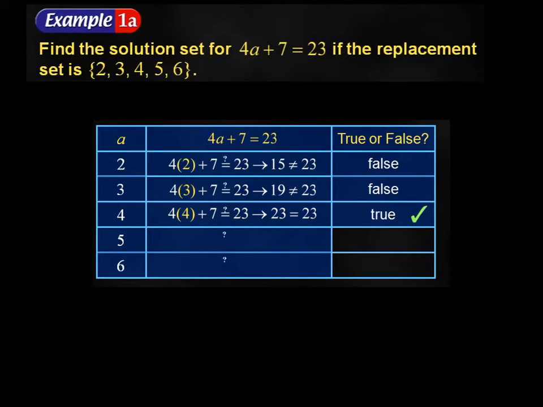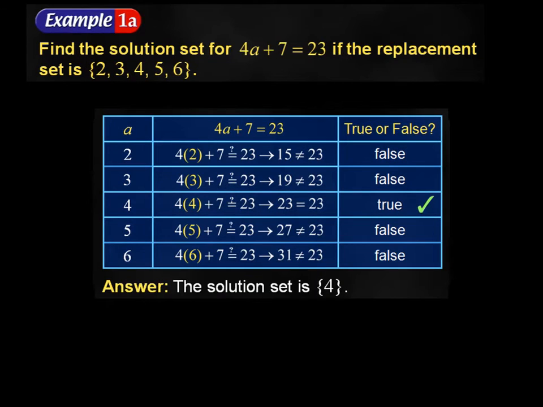Now, since this is an equation, there should only be one true solution. They went ahead and did 5 and 6, but once you're at the true, the others should be false. So our solution set, the only number that makes this equation true, is 4. And they wrote it in a brace, which is lovely.